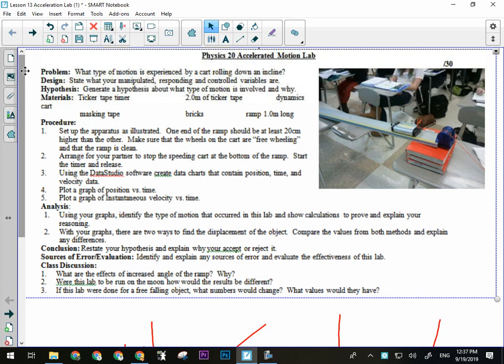So for the design, all we're doing is running the cart down the ramp one time. We are measuring during that trial the position of the cart and the velocity of the cart. Those are the two things we are measuring, and of course, time. Okay?